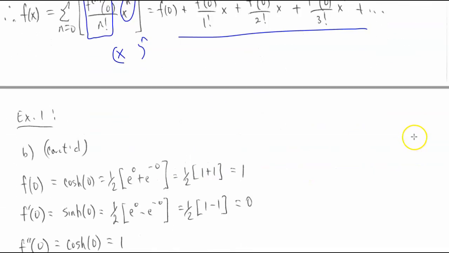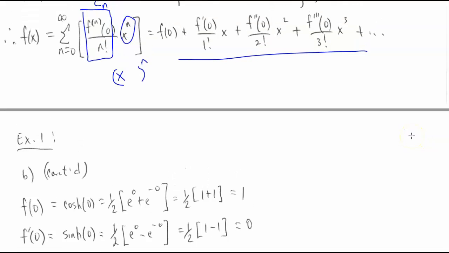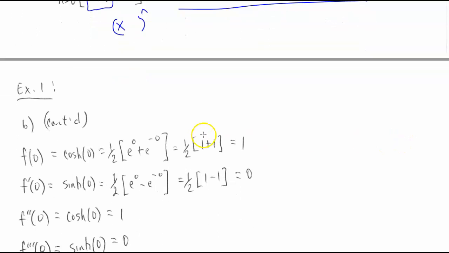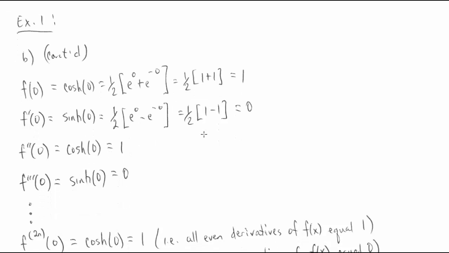So here, at this point, we need to figure out what f of 0 is, f prime of 0, f double prime, f triple prime, so on and so forth. So I go ahead and do that for a bunch of terms.